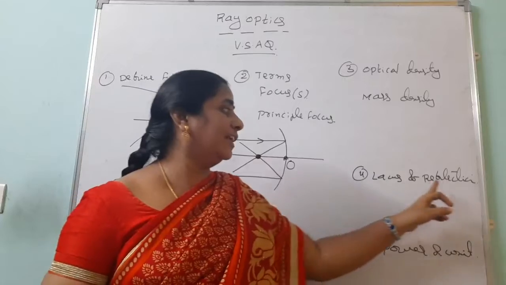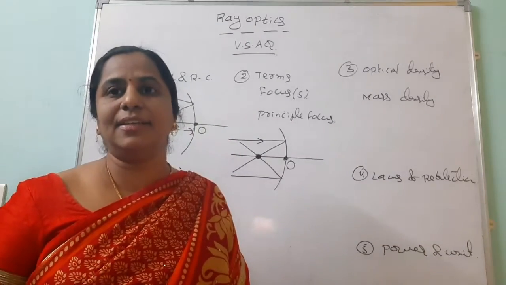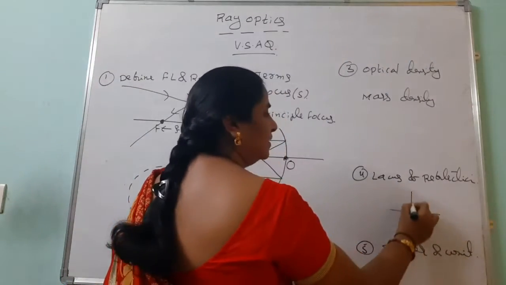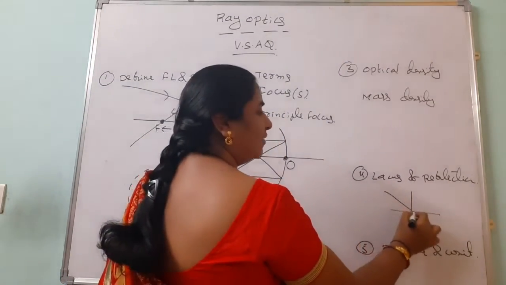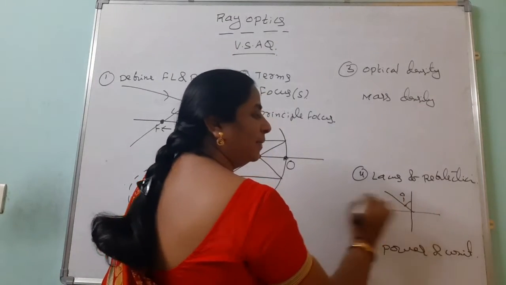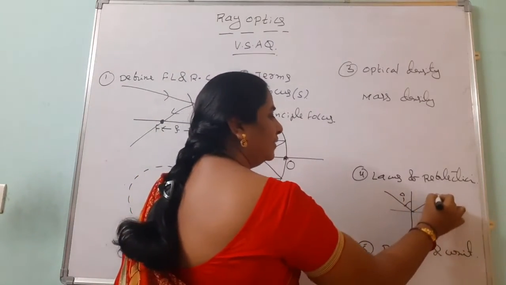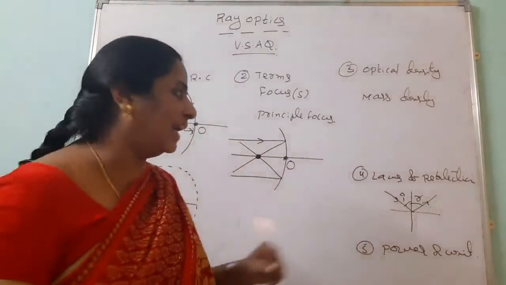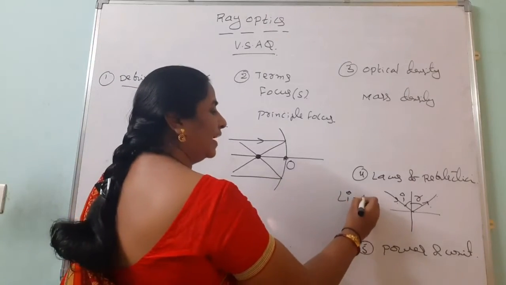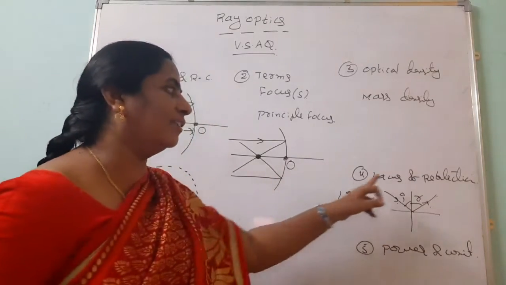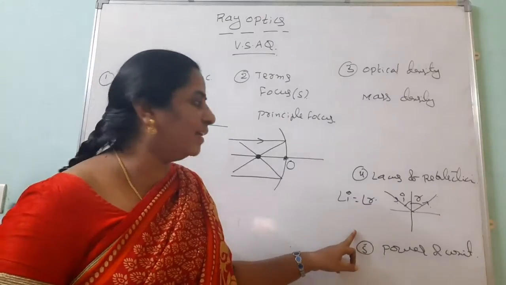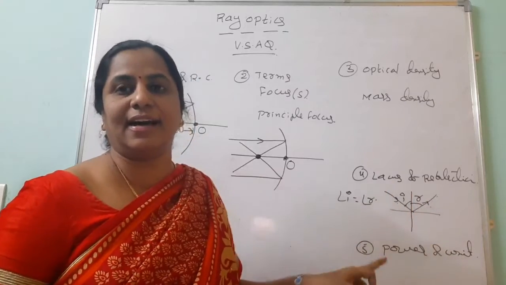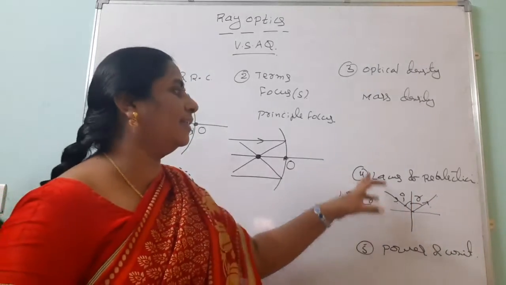Then our fourth one is, what are the laws of reflection? We take one medium, this is the normal to the surface, and light falls on it, making an angle with the normal. When it reflects, this is the angle of reflection. The angle of incidence is equal to the angle of reflection; that is one of the laws of reflection. The second is that the incident ray, normal and reflected ray are all in the same plane. Those are the laws of reflection.